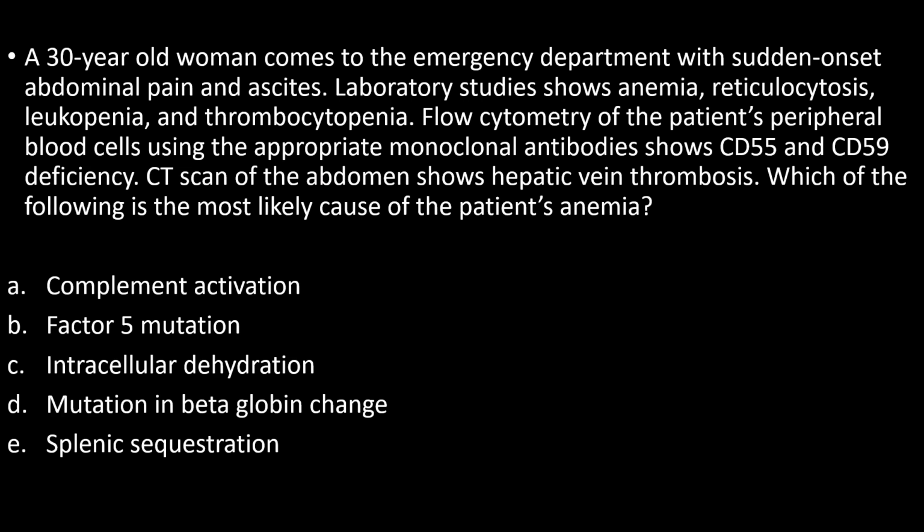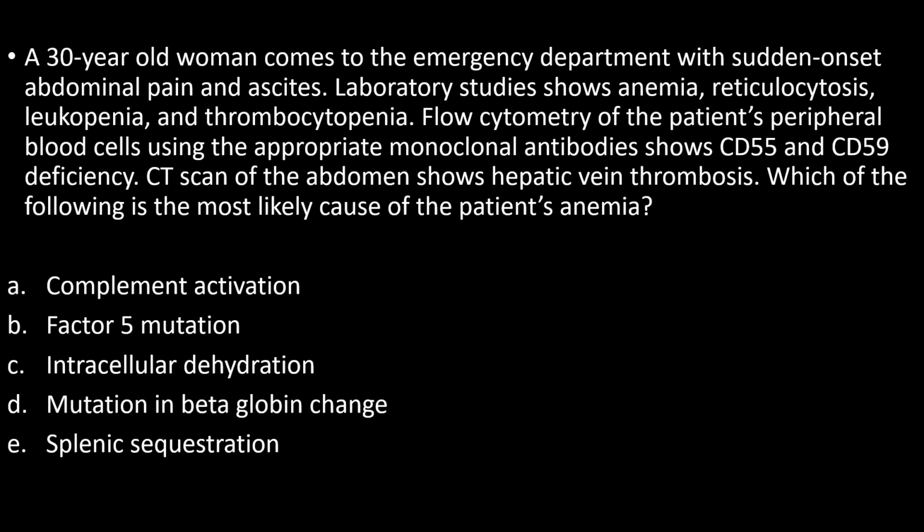In this case, a 30-year-old woman comes to the emergency department with sudden onset abdominal pain and ascites. Laboratory studies show anemia, reticulocytosis, leukopenia, and thrombocytopenia. Flow cytometry of the patient's peripheral blood cells using the appropriate monoclonal antibodies shows CD55 and CD59 deficiency. CT scan of the abdomen shows hepatic vein thrombosis. Which of the following is the most likely cause of the patient's anemia? Pause the video and think of the answer.